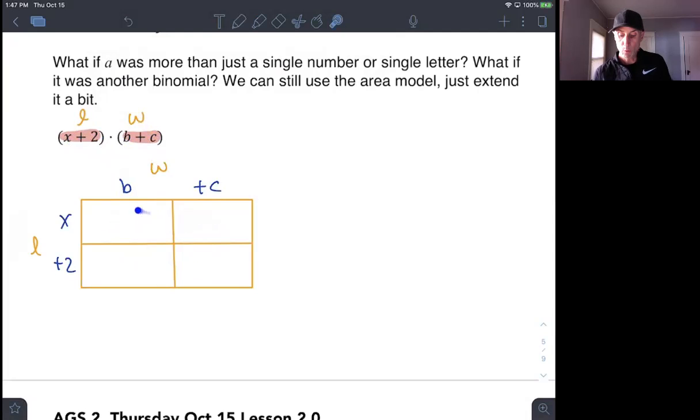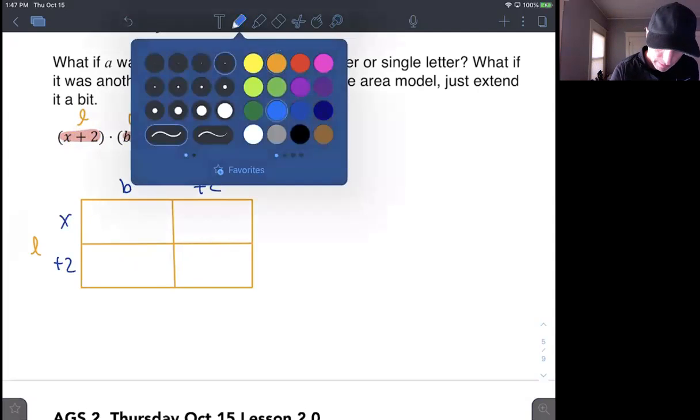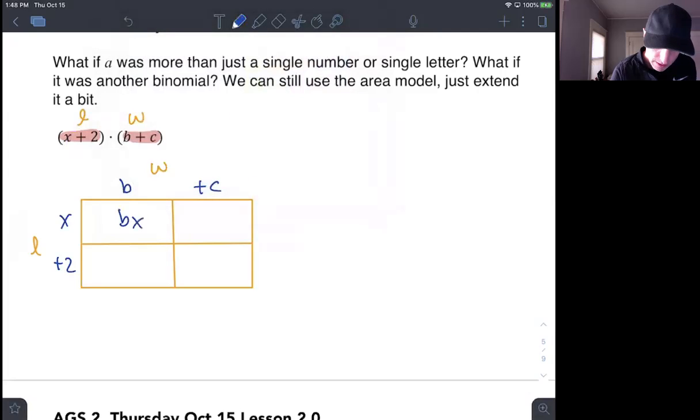So I can just find one of the rectangles at a time, and I have 4 small problems that I have to do. So this first one is going to be x times b, but don't write xb. It's typically written b times x. So we've got bx. This next one over here is still x by c, so it's cx.